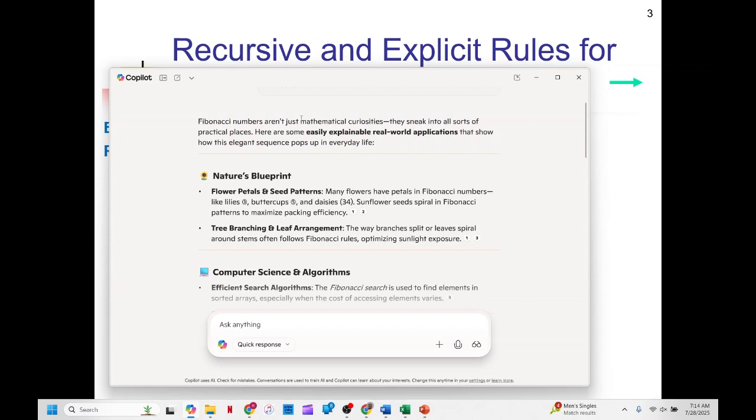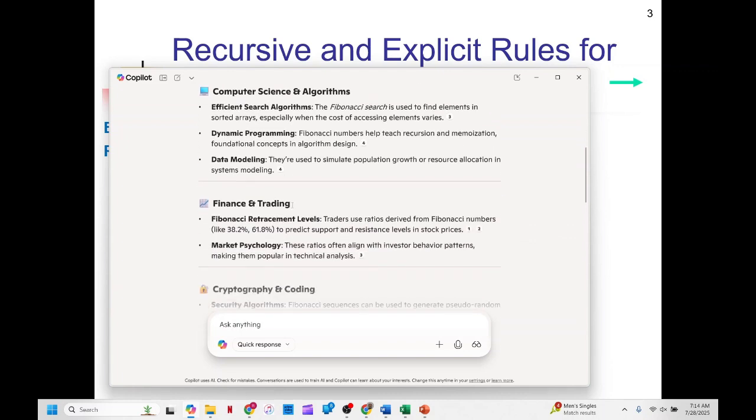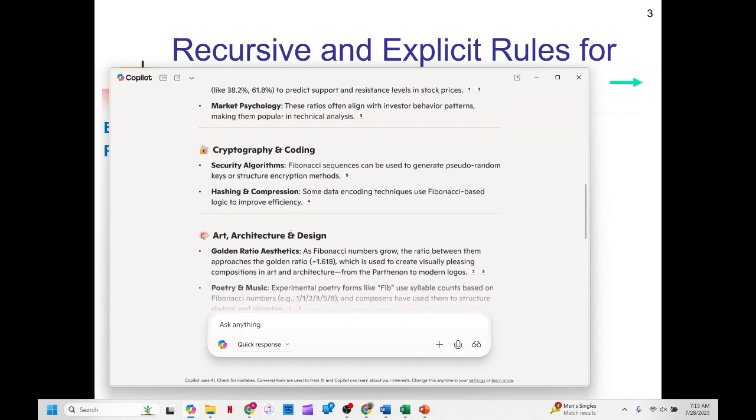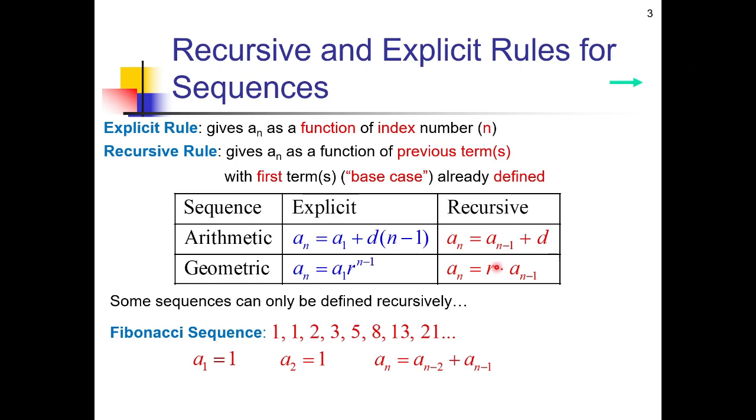So I actually asked Copilot here why Fibonacci numbers matter, and it tells me about flower petals, tree branching, computer search algorithms, data modeling, finance, market psychology, cryptography, architecture, and it even lets you approximate miles to kilometers, do that little conversion. Like a 3-mile run is actually a 5K. Picture that. So lots of cool places. And there's no explicit function for the Fibonacci sequence, only recursive.